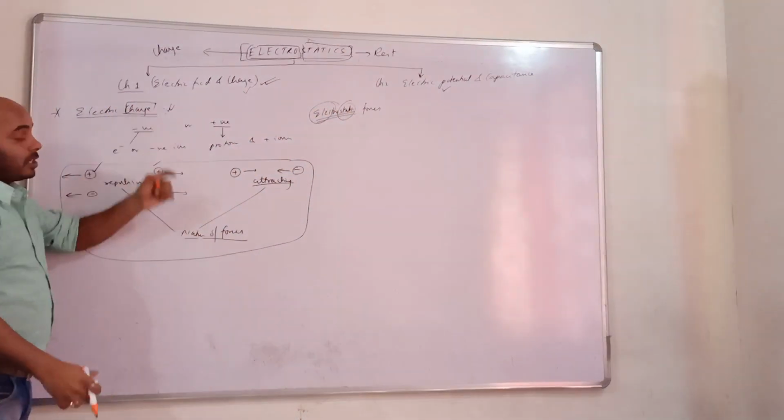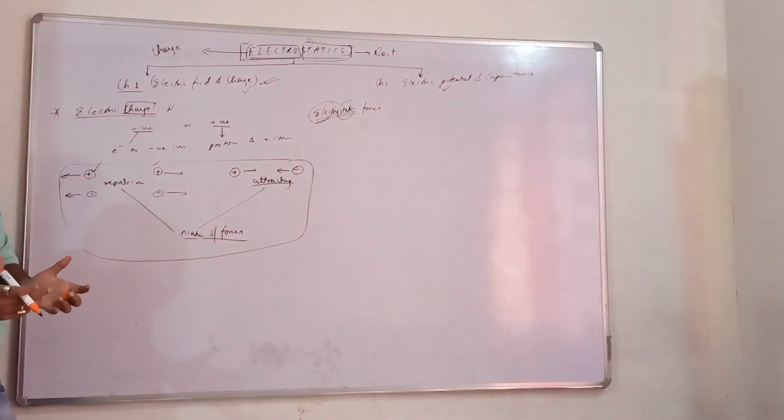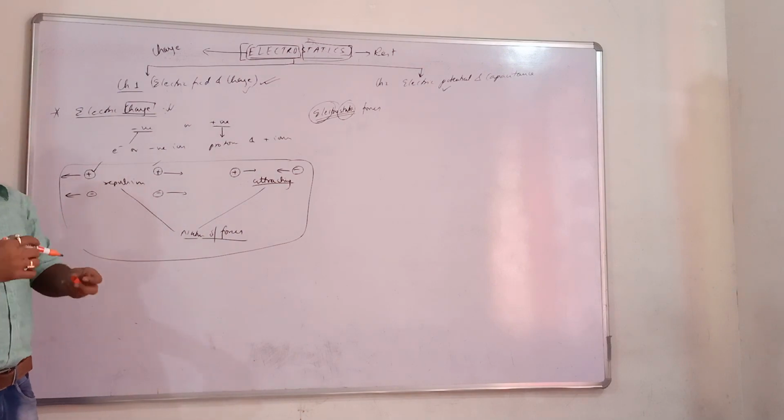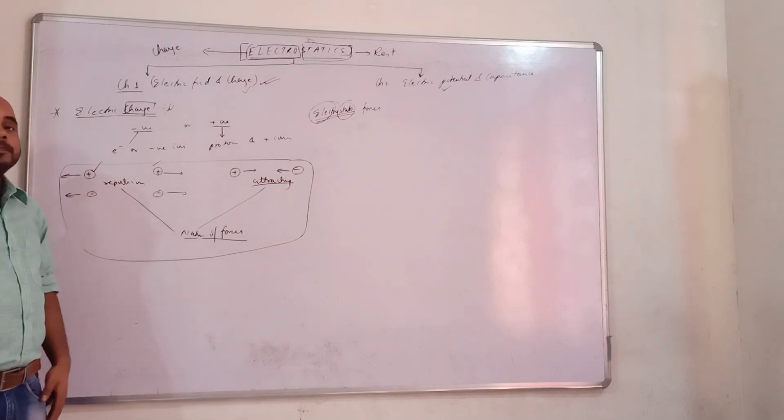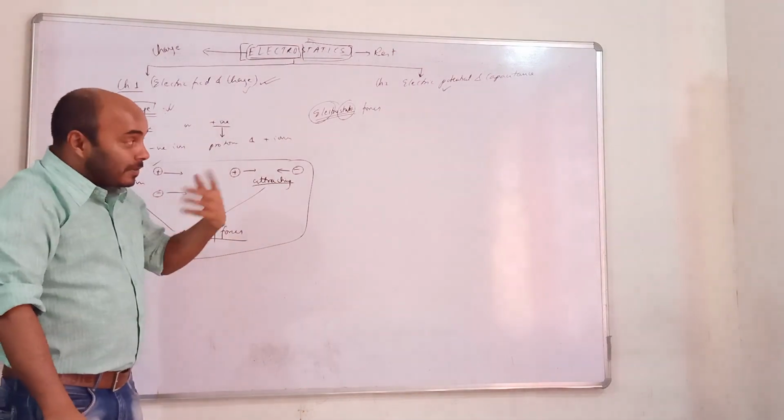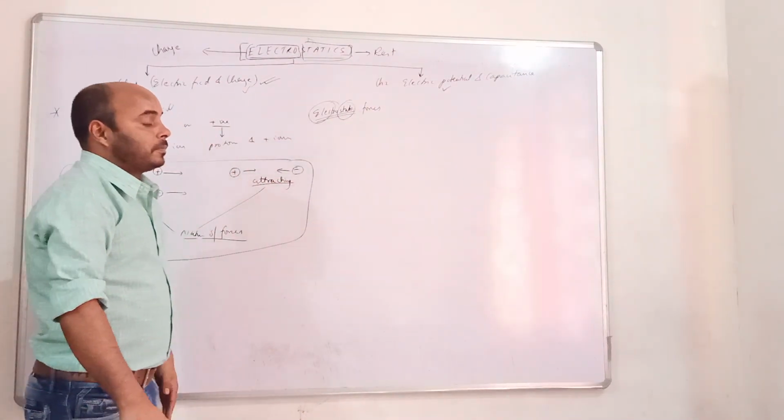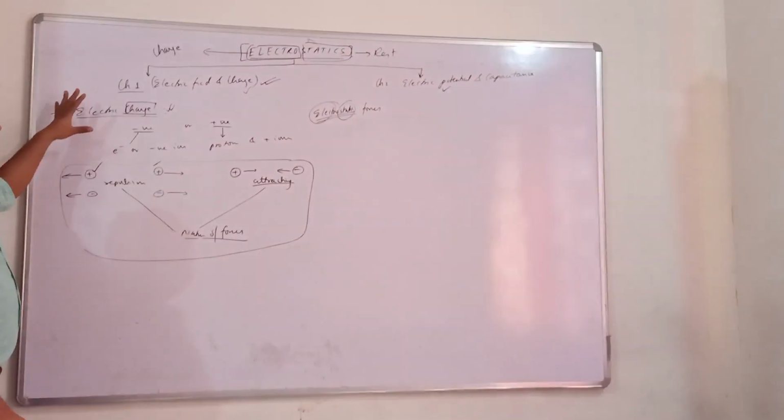So what is the electric charge? Electric charge is a parameter. It is a property due to which any two substances exert force on each other. Which type of force? Electrostatic force. Done? So this is all about charge.